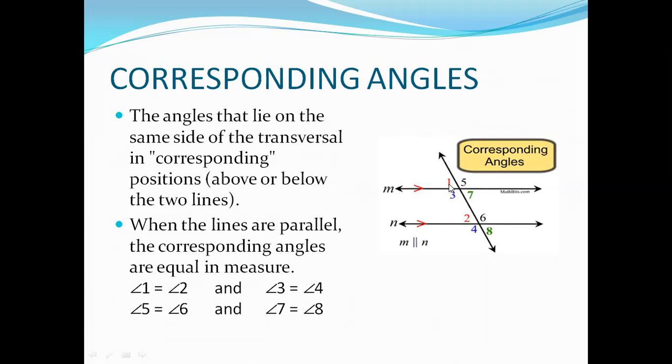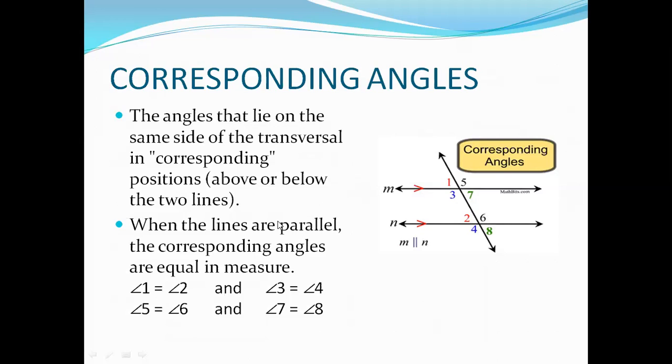So you can see angle 1 and angle 2, they are on the left hand side of the transversal and above the parallel lines. दोनों parallel lines के अब ऊपर हैं. Angle 3 and angle 4 are below the parallel lines, so they are also corresponding. Talking about the right hand side of the transversal, angle 5 and angle 6 are above the parallel lines, and angle 7 and angle 8 are below the parallel lines.